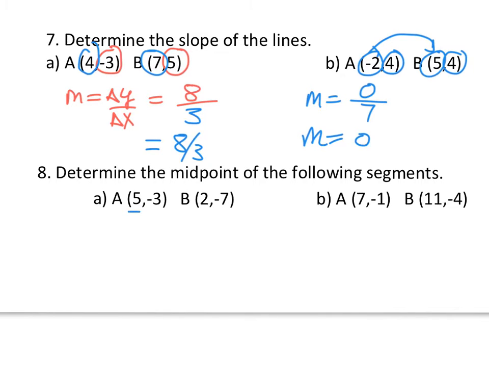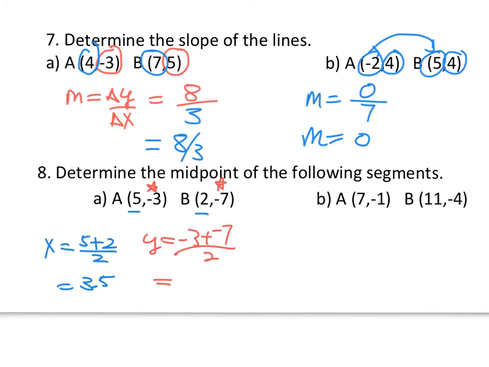For number 8, the midpoint is the middle point, which is the average of the coordinates. So the average of the x coordinates: the x value will be 5 plus 2 divided by 2, and averaging that out, you get 3.5. The y value will be averaging the y coordinates. So that's negative 3 plus negative 7 divided by 2, which is negative 10 divided by 2, which is negative 5. So the midpoint is at 3.5 and negative 5.